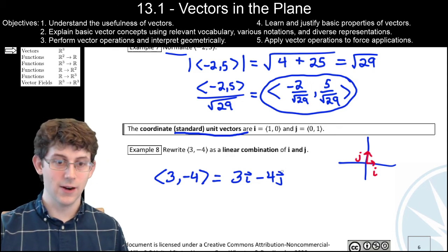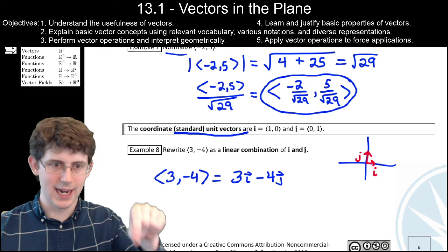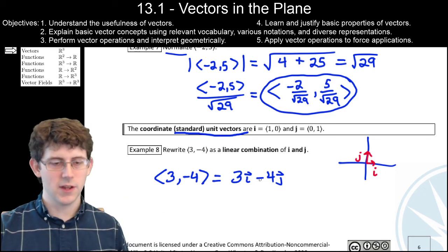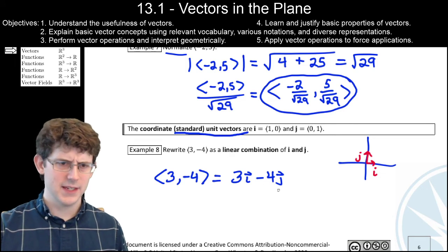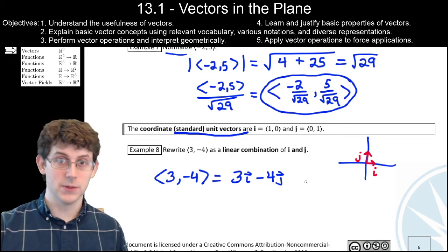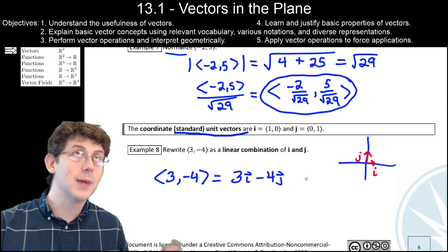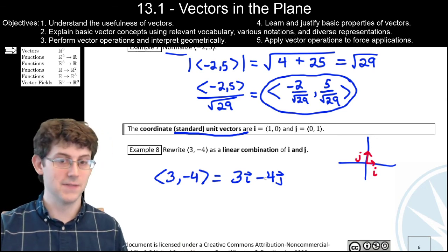You can use the little arrow instead of the dot over i and j to show that you're talking about the unit vector i and the unit vector j. This seems like a really weird way to write it, but it will turn out to be really helpful in some cases. It's just another representation of vectors.